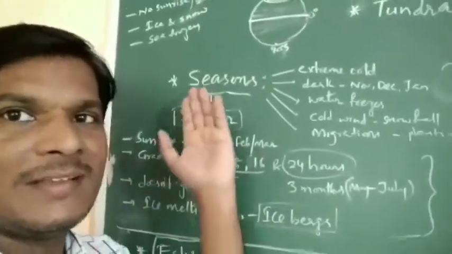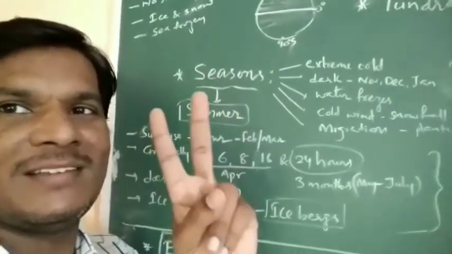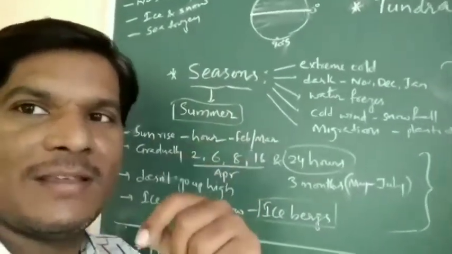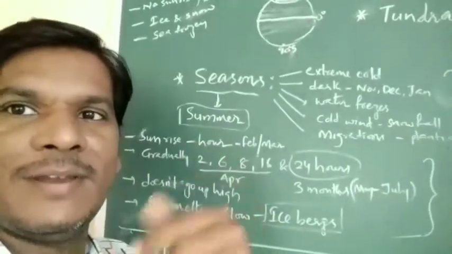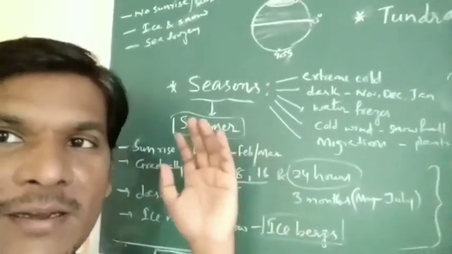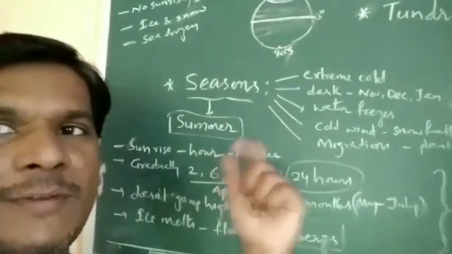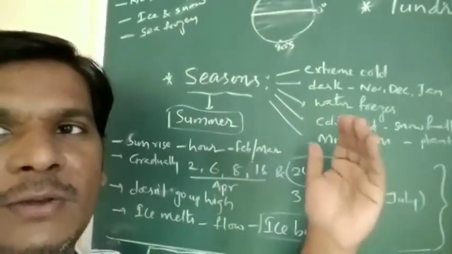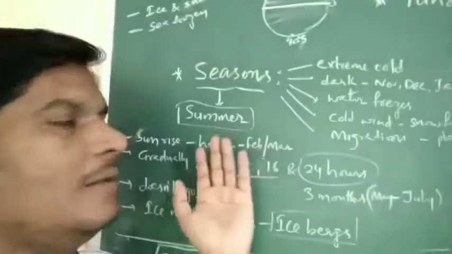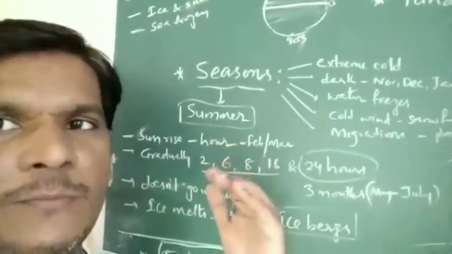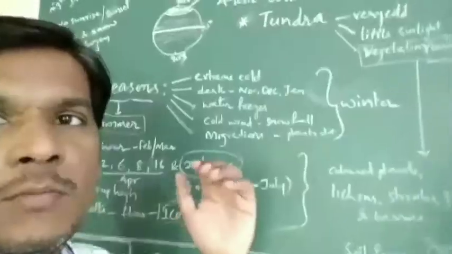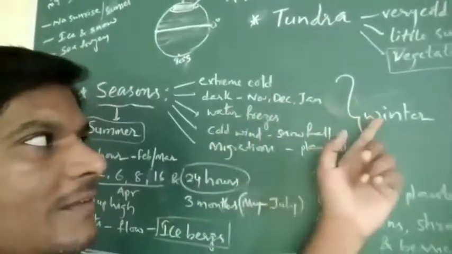If you observe the seasons, we have 2 seasons in a tundra region. In our region we have 3 seasons: summer, winter and rainy. But in a tundra region we have only 2 seasons, winter and summer. Winter is mostly 7 to 9 months, then summer 3 to 4 months. First we will learn about the winter season.